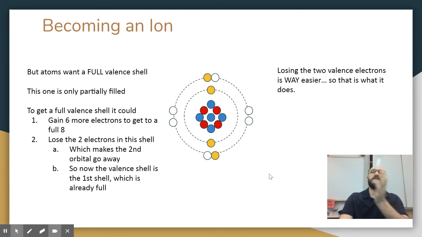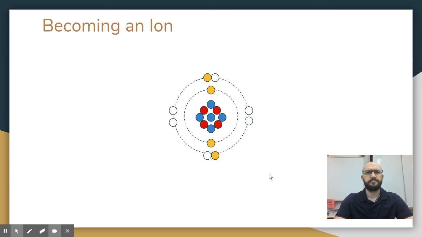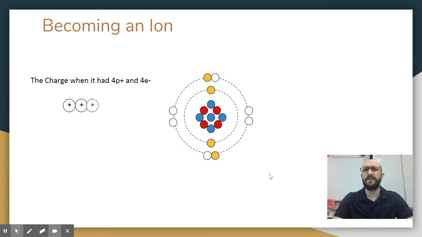So it could do 6 steps to gain 6 electrons, or it could do 2 steps to lose 2 electrons. That's way easier. So goodbye second shell. Goodbye 2 electrons. Now we have a full valence shell. Look at that. But only 2 electrons now. 4 protons and 2 electrons. So back when it had its 4 electrons, 1, 2, 3, and 4 protons, and 1, 2, 3, and 4 electrons, the charge was 0, because every positive is canceled out by a negative.